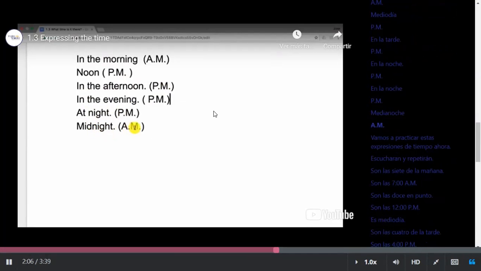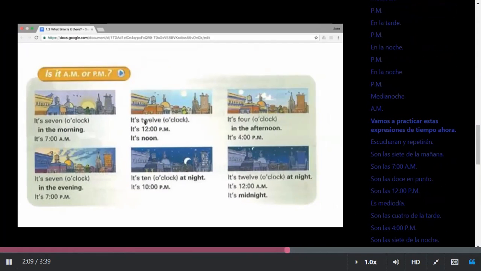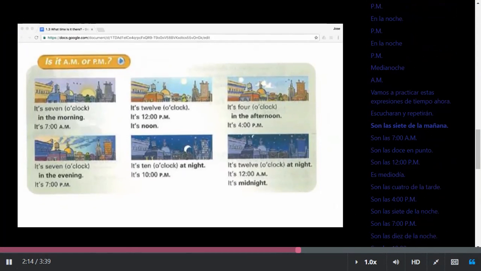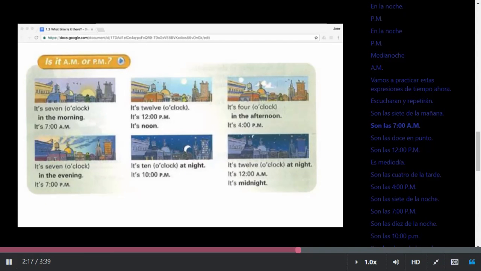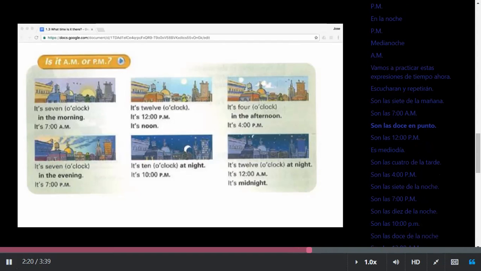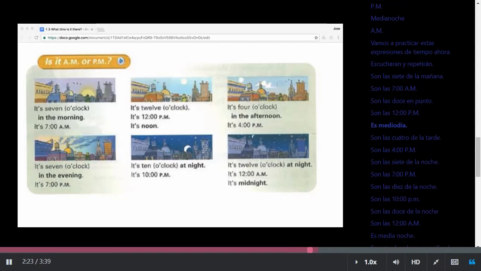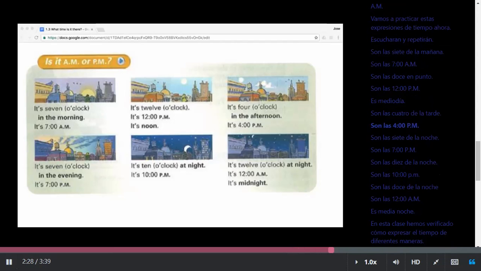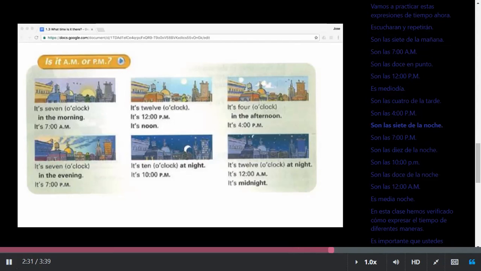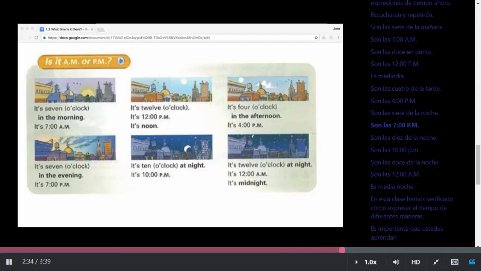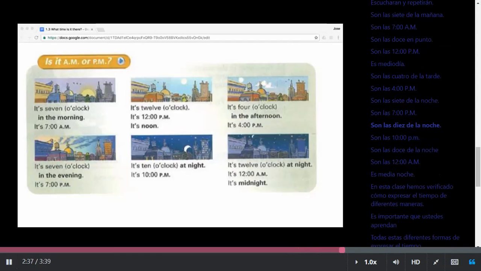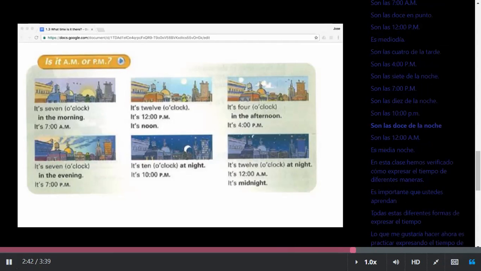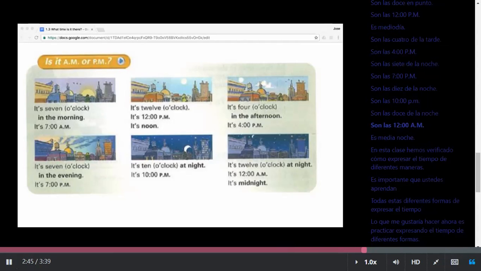Midnight, AM. Let's practice these time expressions now. Let's listen and repeat. It's 7 o'clock in the morning. It's 7 AM. It's 12 o'clock. It's 12 PM. It's noon. It's 4 o'clock in the afternoon. It's 4 PM. It's 7 o'clock in the evening. It's 7 p.m. It's 10 o'clock at night. It's 10 p.m. It's 12 o'clock at night. It's 12 a.m. It's midnight.